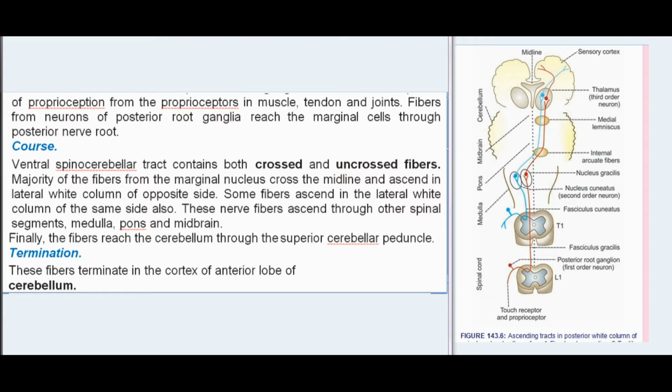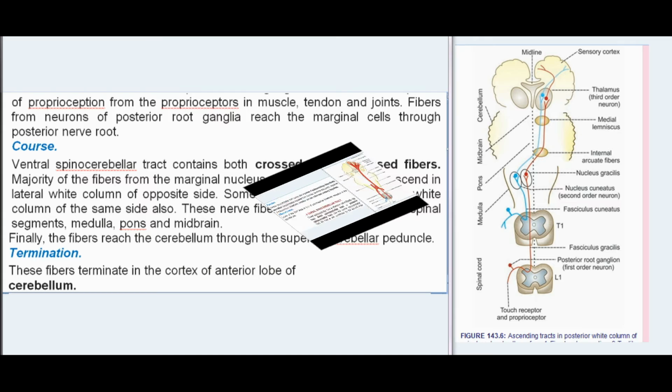Course. Ventral spinocerebellar tract contains both crossed and uncrossed fibers. Majority of the fibers from the marginal nucleus cross the midline and ascend in lateral white column of opposite side. Some fibers ascend in the lateral white column of the same side also. These nerve fibers ascend through other spinal segments, medulla, pons, and midbrain. Finally, the fibers reach the cerebellum through the superior cerebellar peduncle. Termination. These fibers terminate in the cortex of anterior lobe of cerebellum.